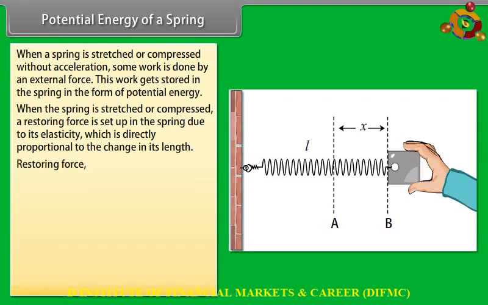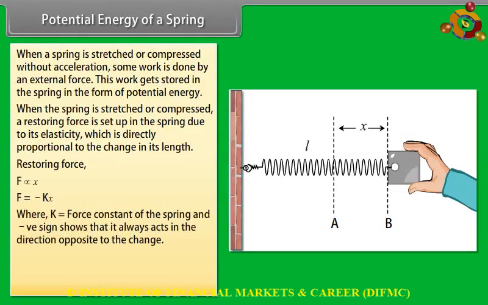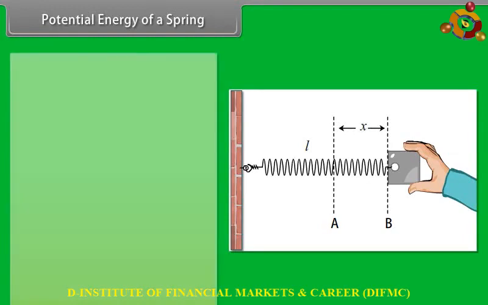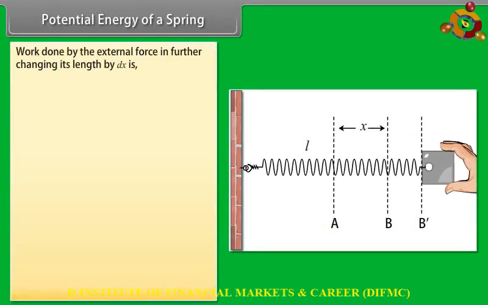Restoring force is given by F is directly proportional to x. F is equal to minus kx, where k is the force constant of the spring, and the negative sign shows that it always acts in the direction opposite to the change. Then, the external force required at this instant is given by F equals kx. Work done by the external force in further changing its length by dx is dW equals the dot product of F vector and dx vector, or dW equals kx dx.